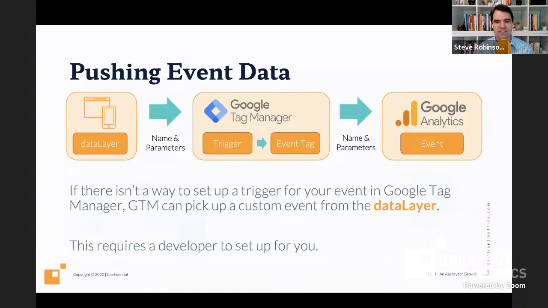In those instances, you can wire up what's called the data layer. And the data layer gives you an opportunity to pull information from the code of the website or the code of the app or the code of the platform and push that information into Tag Manager. Then Tag Manager can push that information over into Google Analytics.